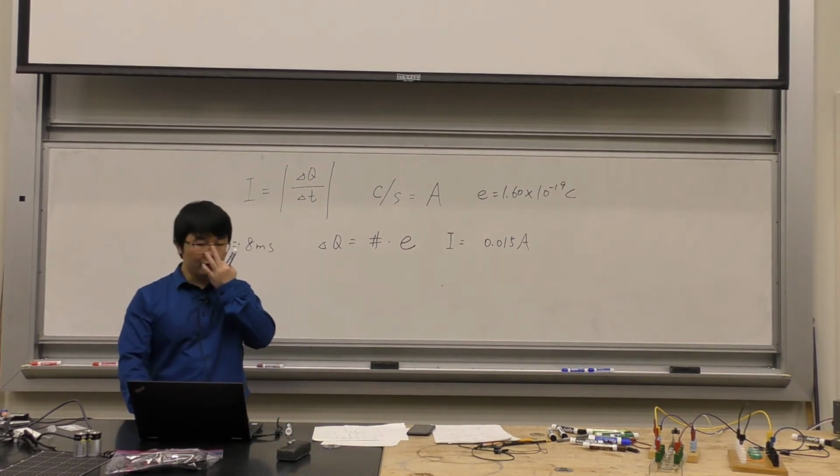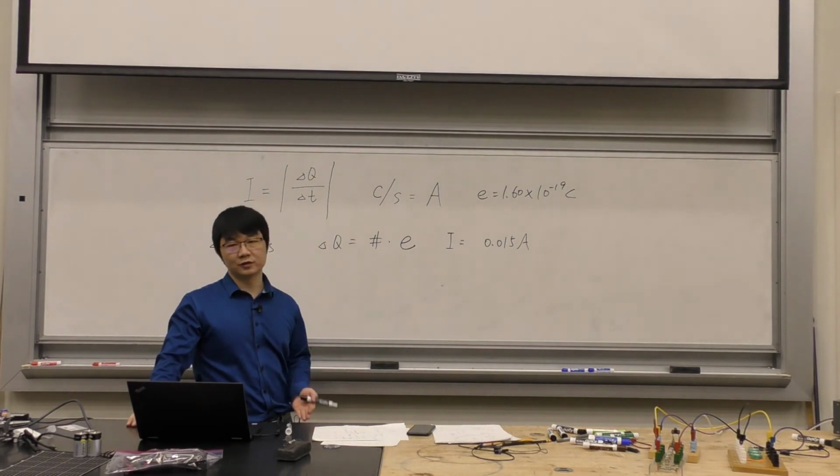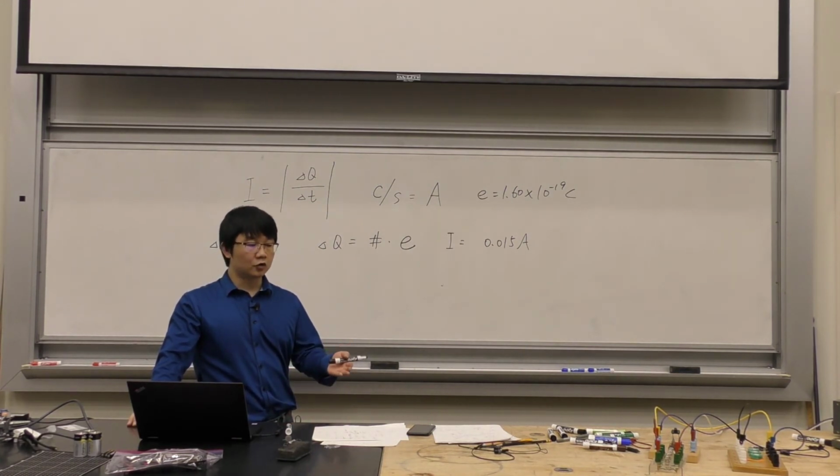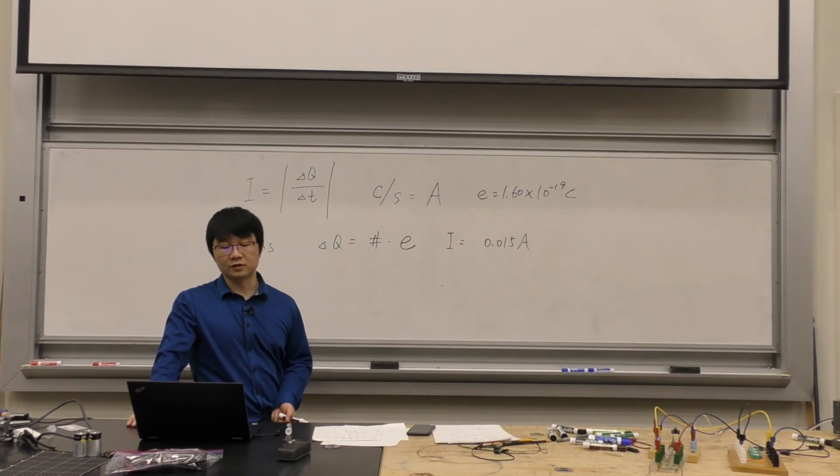We know that some materials are good at conducting current, and some materials are not. So what measures how good a material is at conducting current? That's called resistance. Resistance is the measure of the opposition to the flow of current.